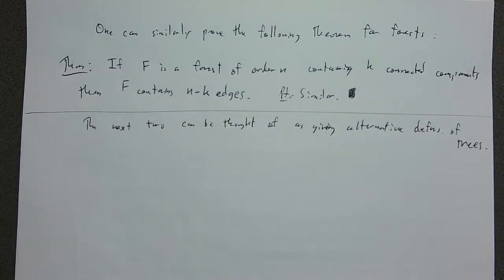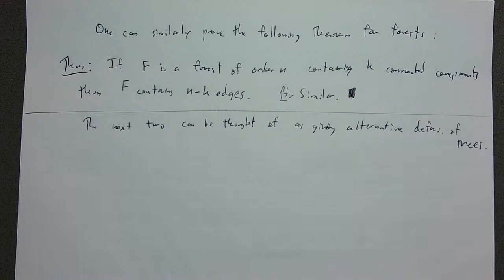These next two things are saying, basically, instead of defining a tree as connected and acyclic, what if, knowing now that a tree has to have n minus 1 edges, we considered a tree to be a connected graph of order n that has n minus 1 edges? Is it necessarily acyclic?